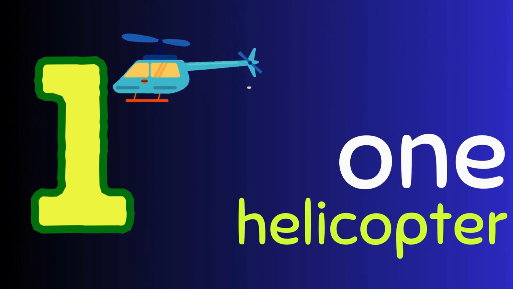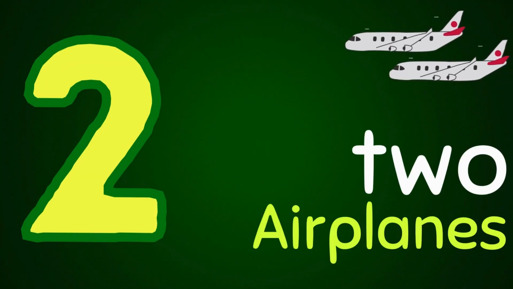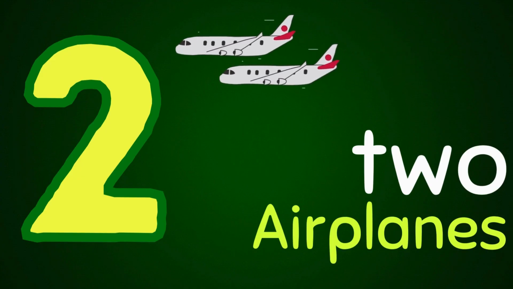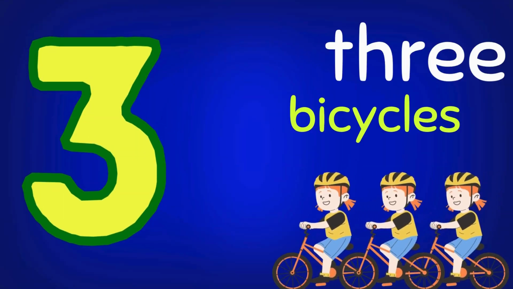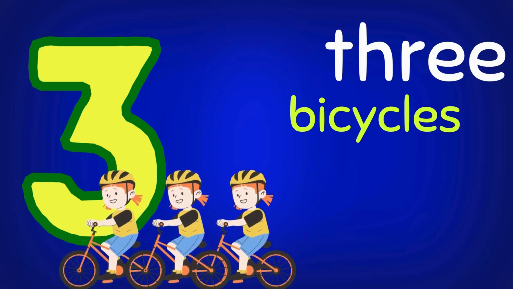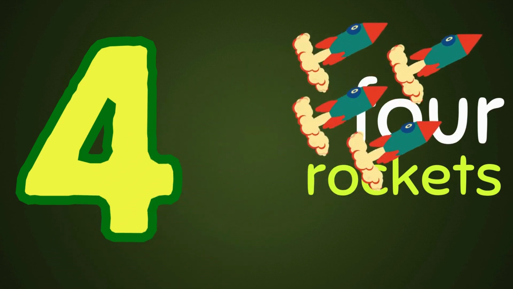Let's learn how to count, let's count with me. 1 to 10. This is 2, this is TWO. 2 airplanes flying high. Let's learn how to count, let's count with me. 1 to 10. This is 3, this is THREE. 3 bicycles on the street. Let's learn how to count, let's count with me. 1 to 10. This is 4, this is FOUR. Rocket zoom zoom, lead.